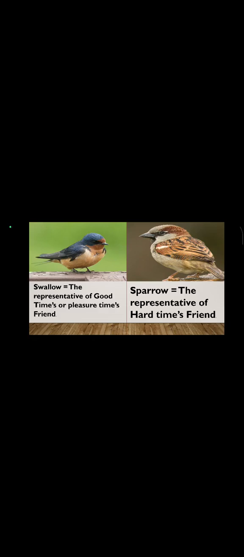But on the other hand side we can see the image of the bird sparrow. The sparrow is a representative of a hard times friend who will accompany us in our hard times, where the good times friend will not come in this situation, but the hard times friend will accompany us throughout our entire life.